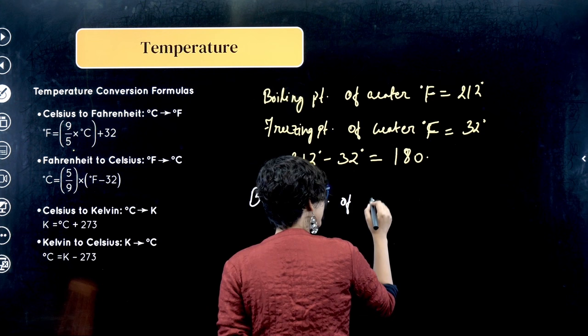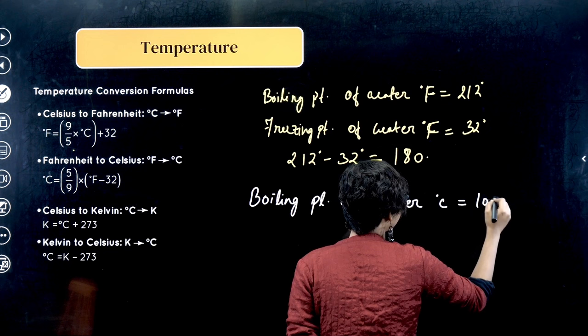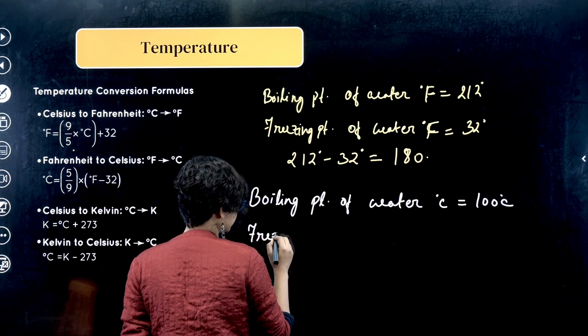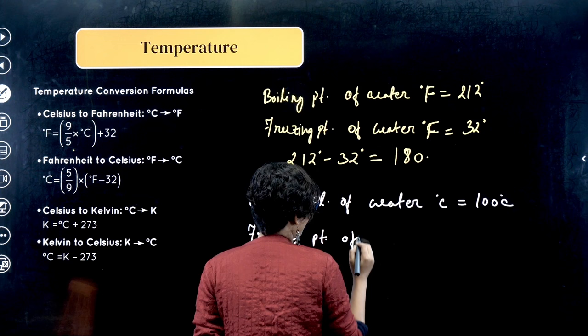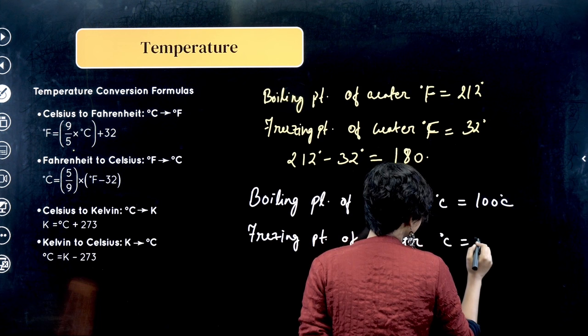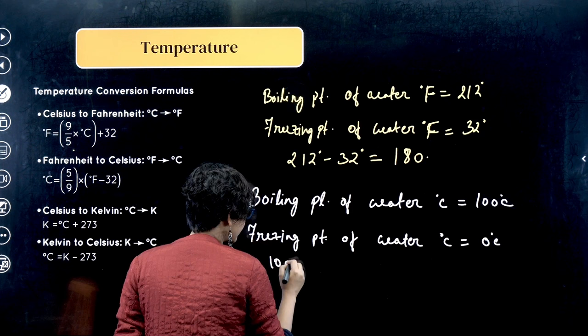Boiling point of water in degree Celsius is what? 100 degree Celsius, right? Yes. And then if I have to write freezing point of water in degree Celsius is what? 0 degree Celsius, yes. So that means 100 minus 0 is obviously equal to 100, correct?